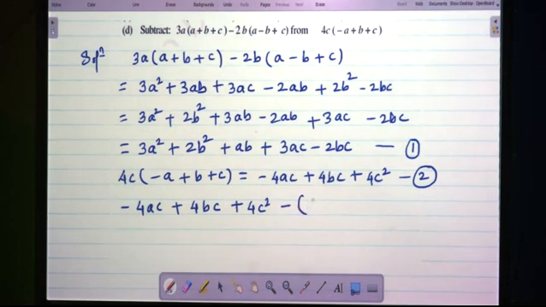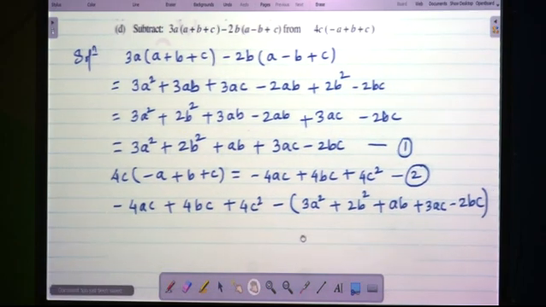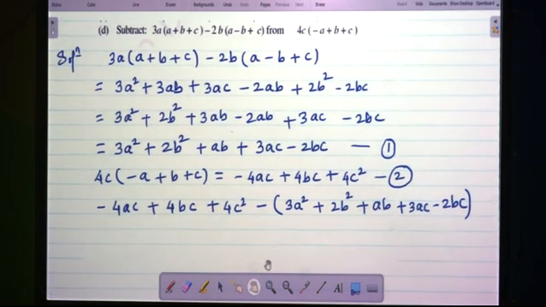Minus 3a square plus 2b square plus ab plus 3ac minus 2bc. Okay, it is in this way.